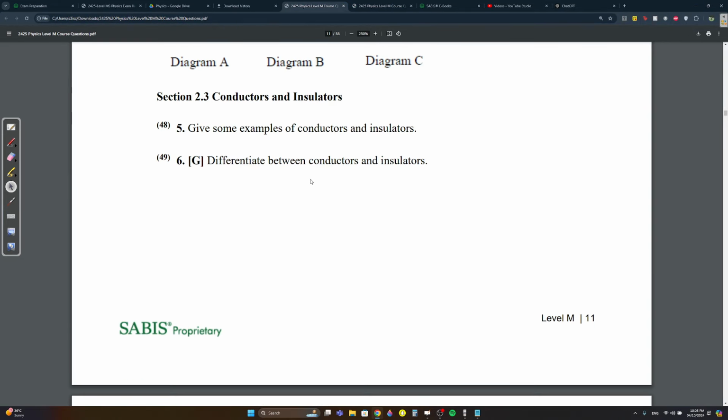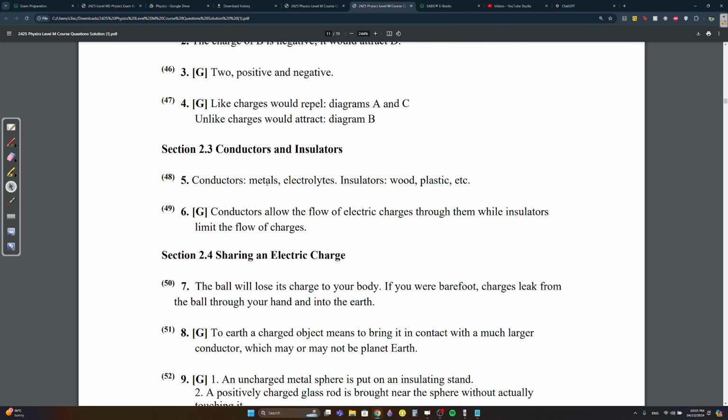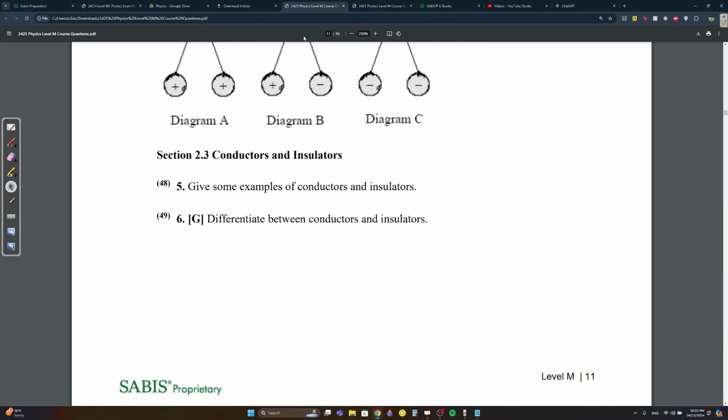Give some examples of conductors and insulators. I'm just going to open the answer key. Conductors are usually metals and electrolytes. What are electrolytes? Substances that dissolve in water to produce conducting solutions, like salt, which will produce Na plus and Cl minus. That's chemistry anyway. Insulators are usually non-metals like wood, plastic, etc. Air is also a very good insulator.